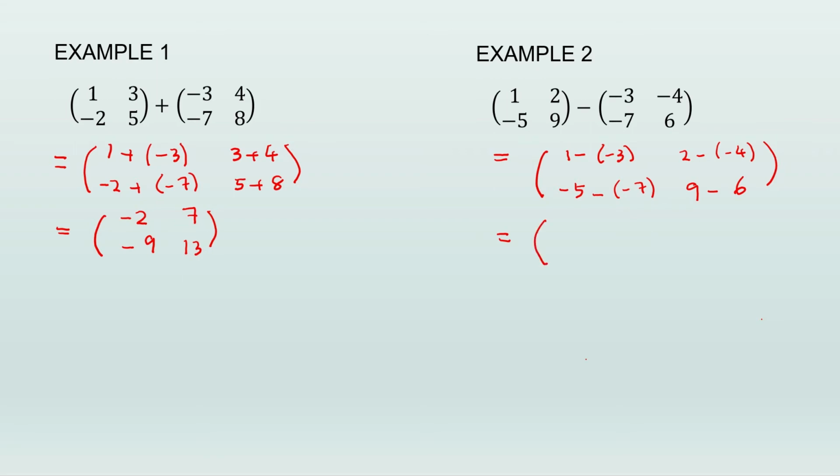Maybe I just simplify. 1 minus negative 3 will be 1 plus 3. Yang bawah akan jadi negative 5 plus 7. Yang kanan akan jadi 2 plus 4. And then 9 minus 6. Then just calculate. You get 4, 2, 6 and 3. So that's the answer for our matrix.